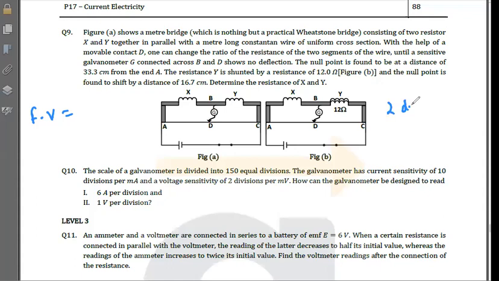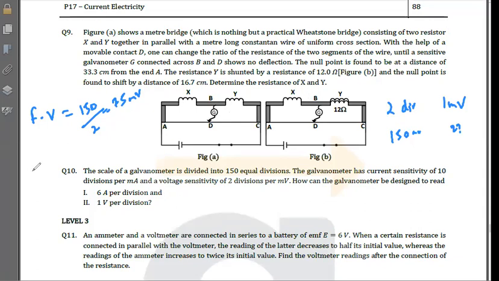2 division 1 millivolt. So 150 division, how many millivolt? No hi-fi concept, unitary method. I hope all of you can find it. So it is total number of division by sensitivity, right? Which is 2. It is 75 millivolt. Anyone have any doubt in this?